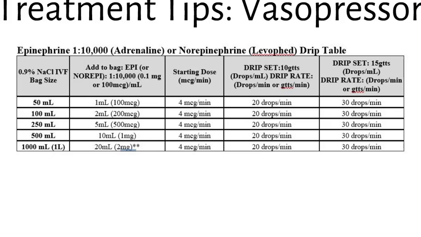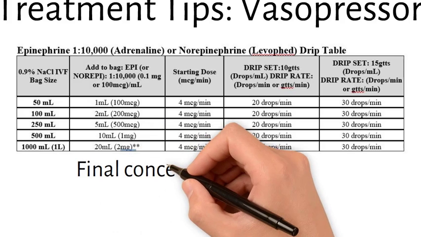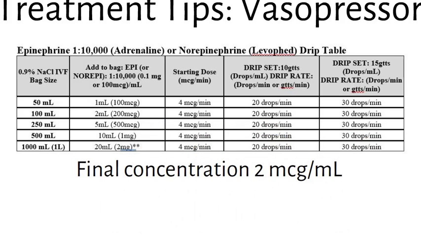If you have a 250 milliliter bag, you will need to add 5 milliliters, and for a 500 milliliter bag, you will need to add the entire vial or 10 milliliters. All of these methods will give you a final concentration of 2 micrograms per milliliter. Once you've mixed your solution, it's very important that you don't forget to label the bag with the name of the drug, the concentration, date, and time.